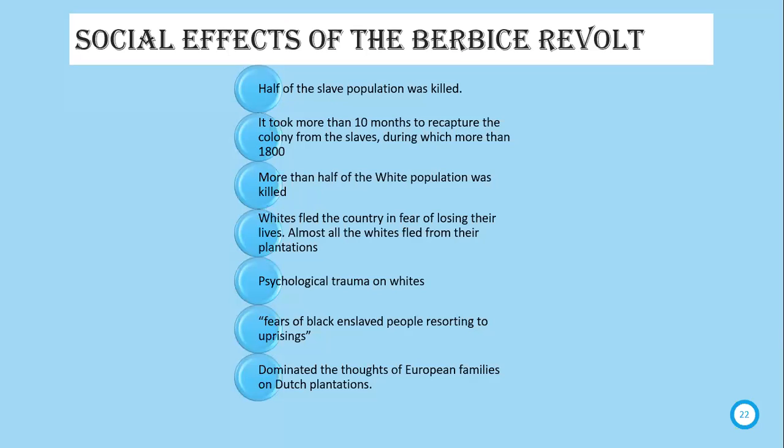Whites fled the country in fear of losing their lives and their plantations, and they fled from their plantations. You had psychological trauma on the whites, meaning fears of black enslaved people resorting to uprisings dominated the thoughts of European families on the Dutch plantations. They all looked over their shoulders wondering, oh, when is the next enslaved African going to kill me? When is me and my family going to die, right?